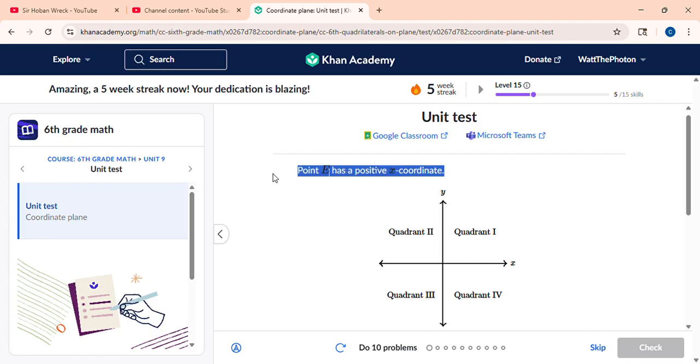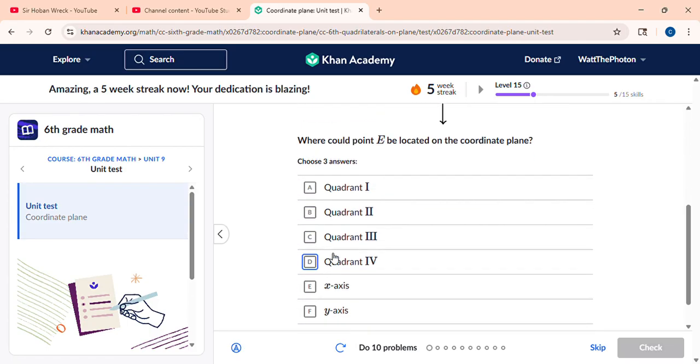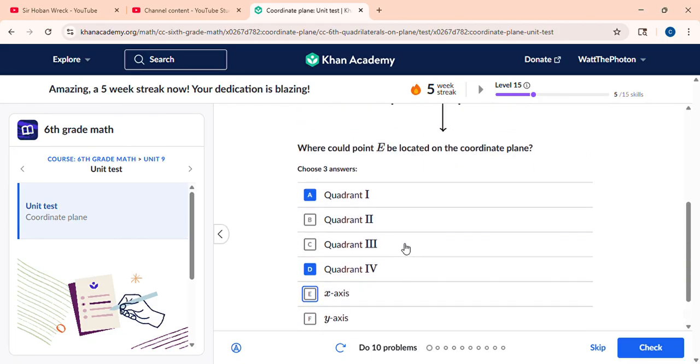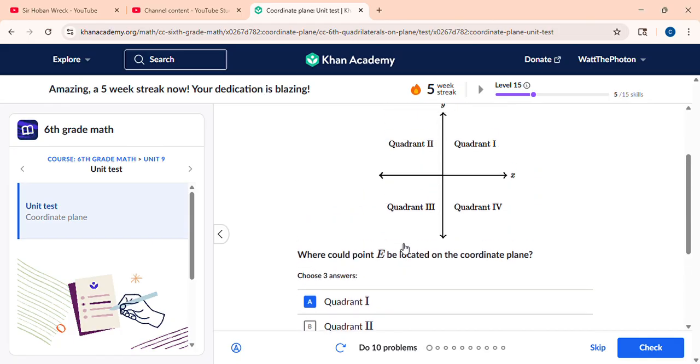Point E has positive x coordinates. It's going to be 1 or 4. Was that the question? It could be on the x-axis, that is true.